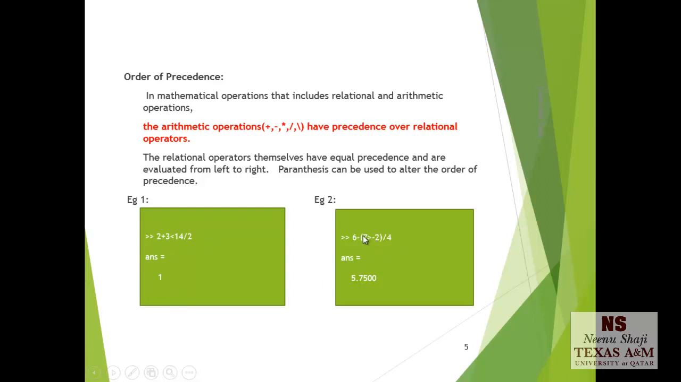In the second example, we have modified the priorities using brackets. So 7 greater than 2 is executed first, which is logically true. So it is 1. And then 1 divided by 4 is subtracted from 6. So the answer would be 5.75.